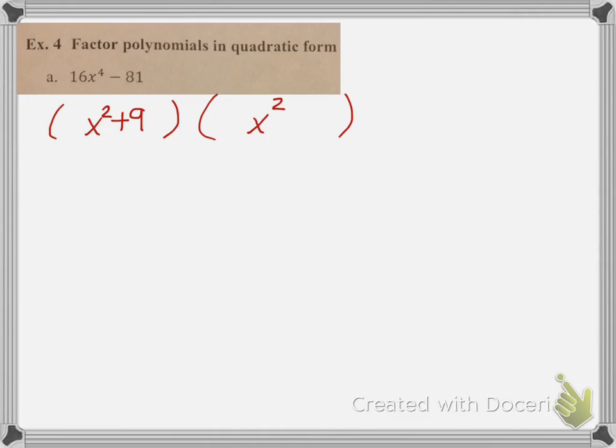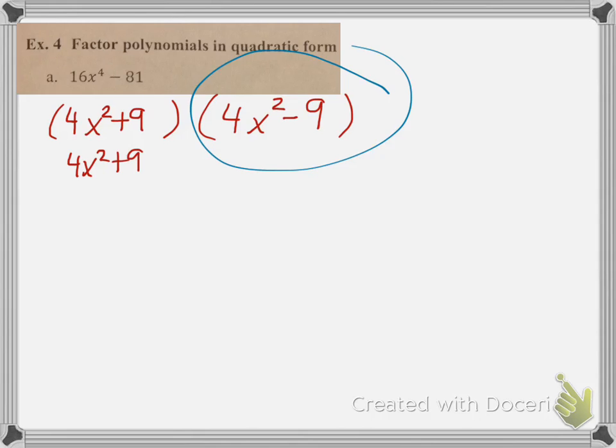So we'll have to have a plus 9 and a minus 9, and the square root of 16 would be 4 and 4. Now, we might think that this is our final answer, but when we look at the second parentheses, 4x squared minus 9, we should be able to factor that one a little bit further. So the first one stays the same. Square root of 4 is 2. Square root of 9 would be 3. So that would be my final answer.